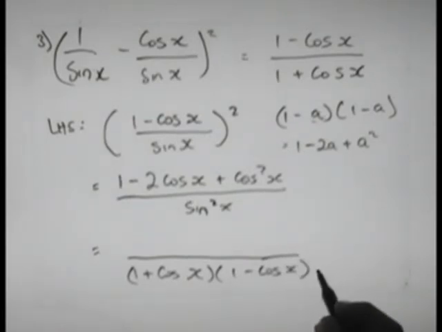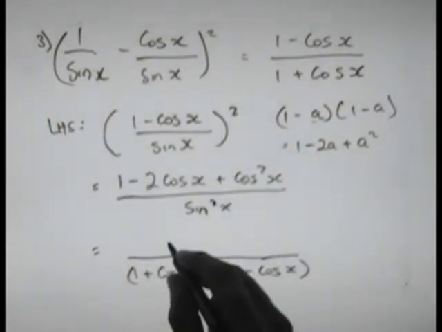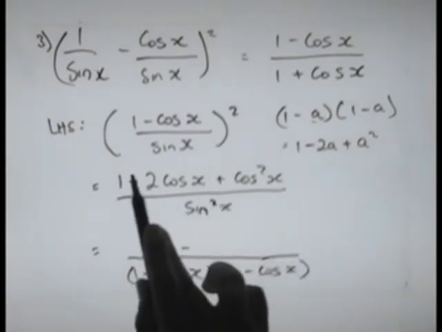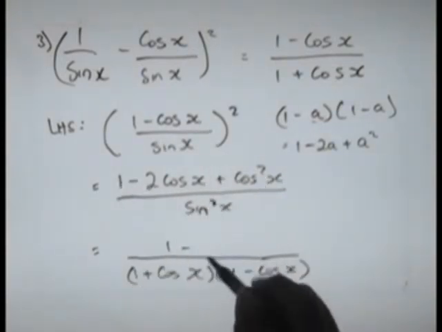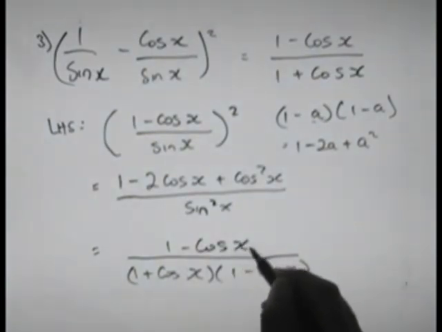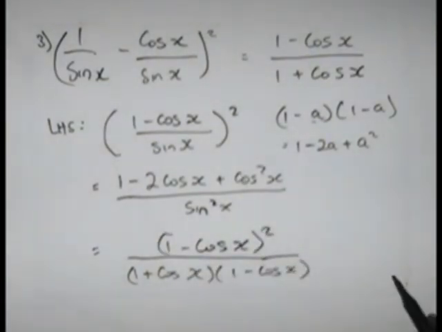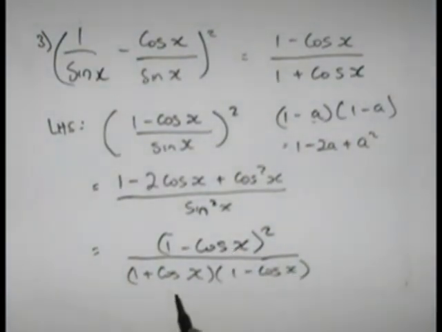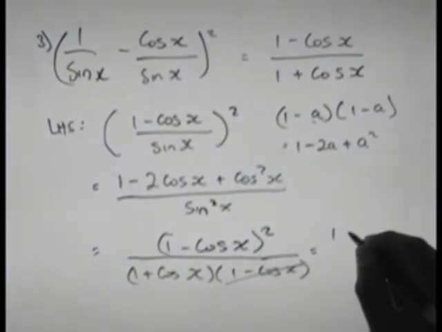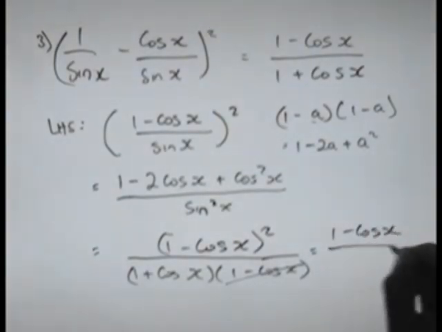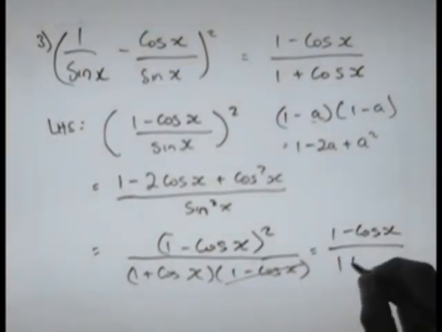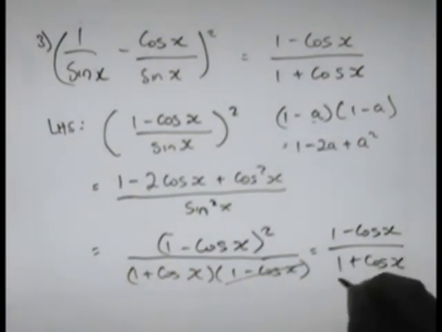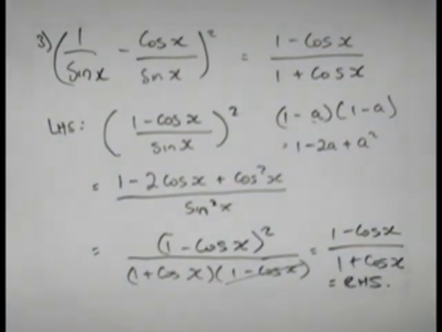Alright, so I made a mistake here, because at the top I've got 1 minus cos x. Before I went to square it out, I didn't need to. I could have left it as 1 minus cos x all squared, because now look at this. Let's imagine that I've got a squared over b times a. A would cancel with one of those, so that would leave us with 1 minus cos x over 1 plus cos x, which is equal to the right hand side.